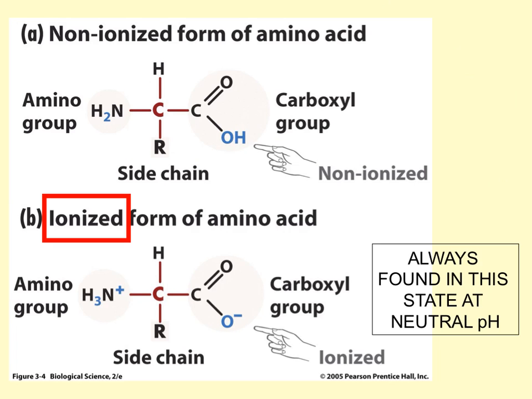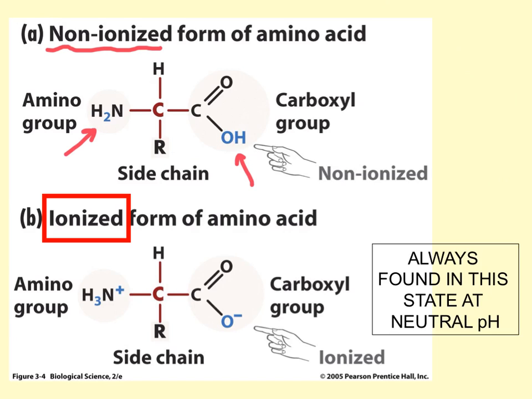This particular slide shows two ways of writing amino acids. On the top, you see what's called the non-ionized form. And in its non-ionized form, the nitrogen, which is always drawn on the left, only has 2 hydrogens associated with it and no positive charge. And the carboxyl group on the right actually has a hydrogen associated with it, and the oxygen now has 2 bonds, so it is not negatively charged.